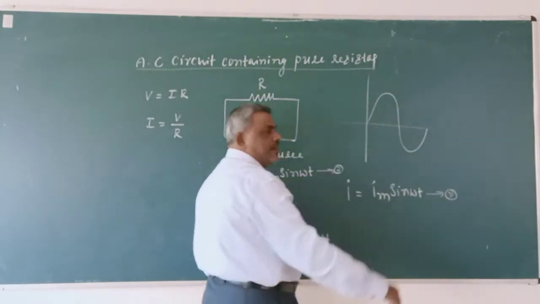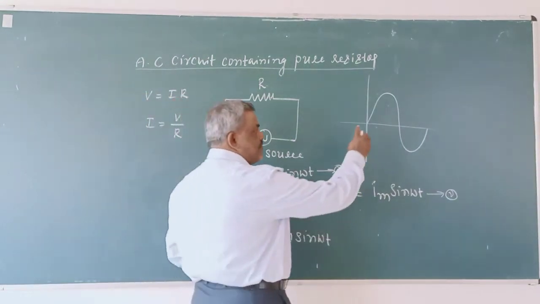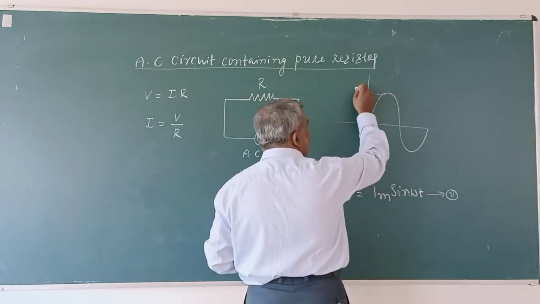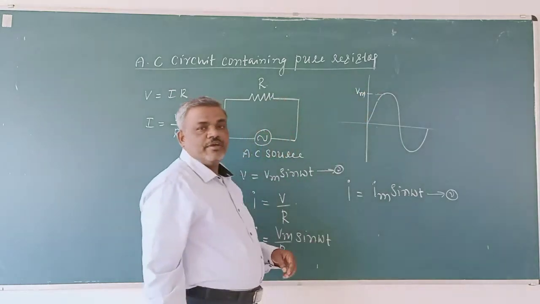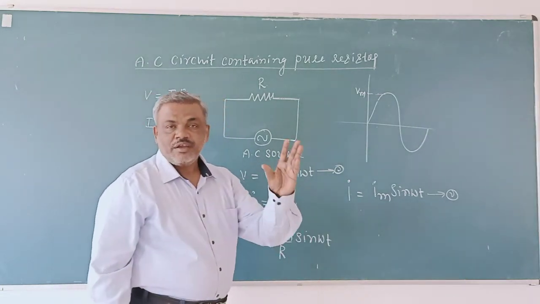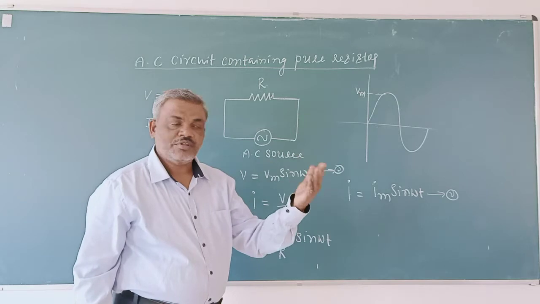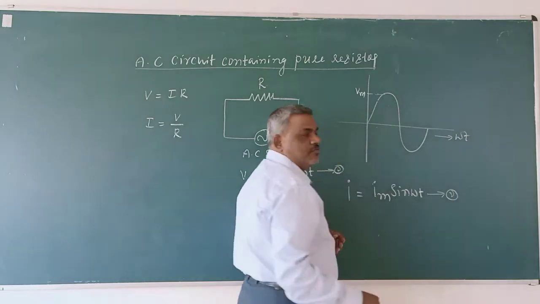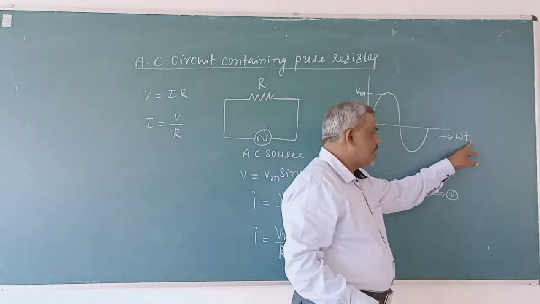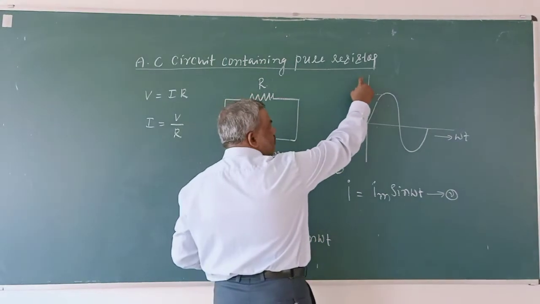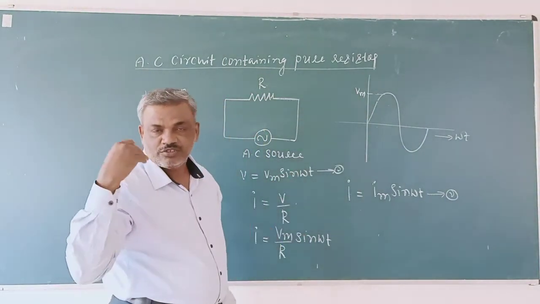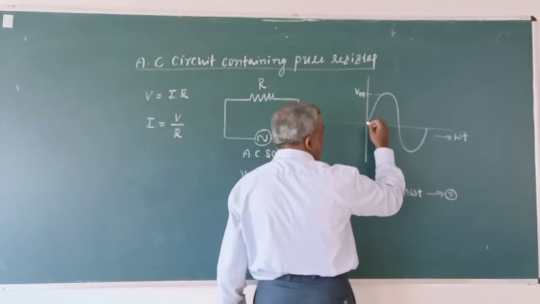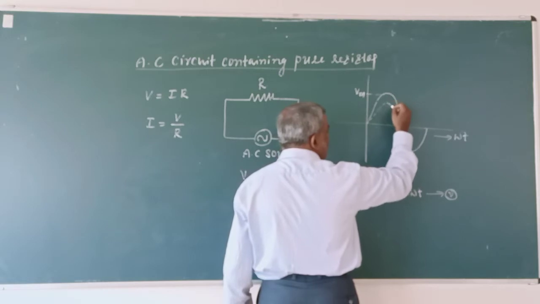So this is the voltage line. The maximum value of alternating voltage is called the peak value, that is V0 or Vm. And current also varies with a sine function with time. Here the x-axis is omega t, and the y-axis is voltage or current. So current also varies like a sine function with time. The current line is the dotted line.